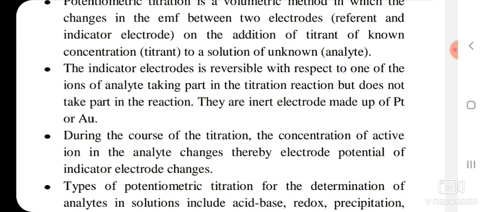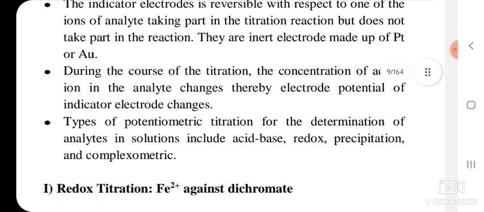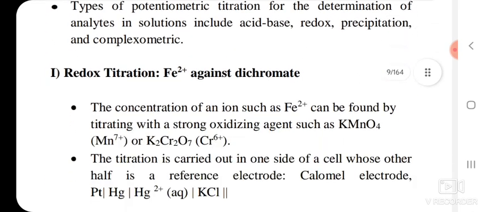During the course of the titration, the concentration of active ion in the analyte changes, thereby the electrode potential of the indicator electrode changes. Types of potentiometric titration for the determination of analytes in solutions include acid-base, redox, precipitation, and complexometric.